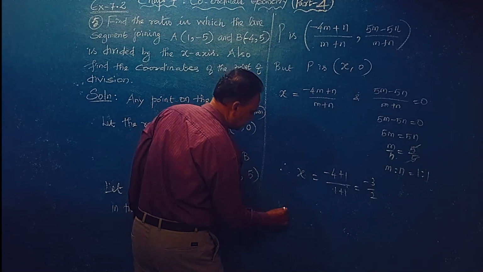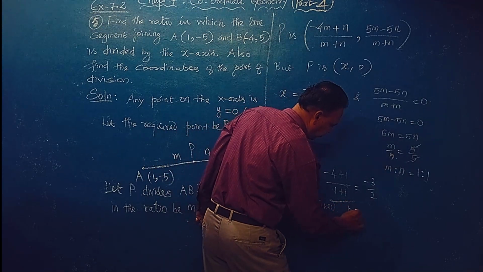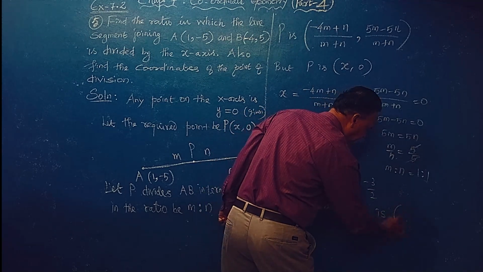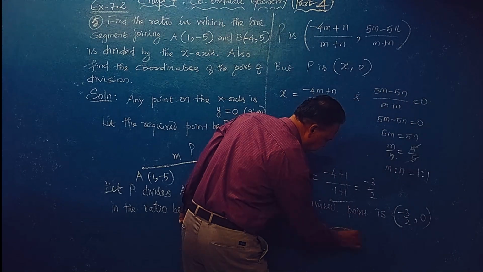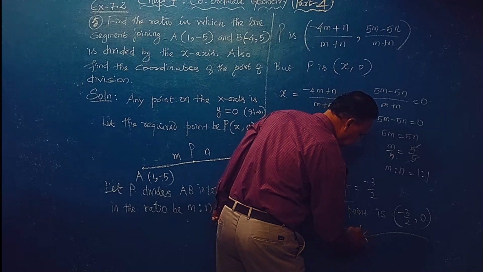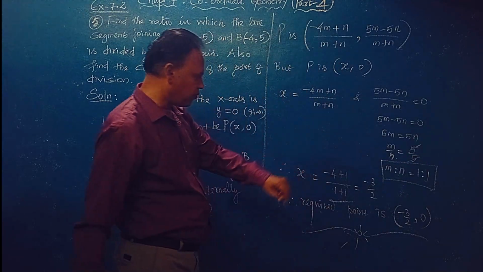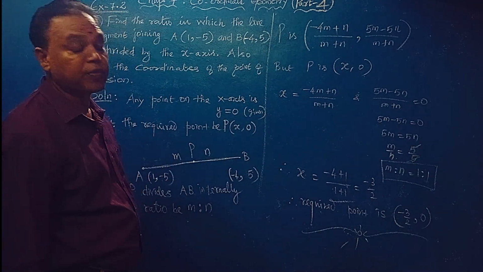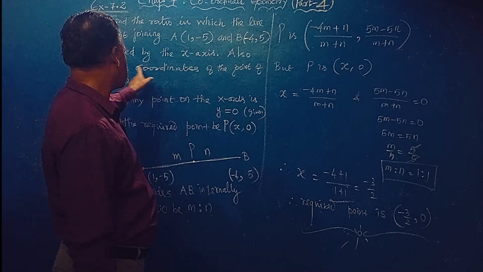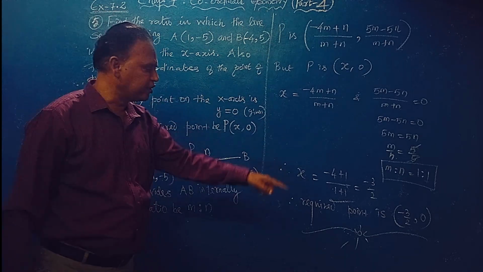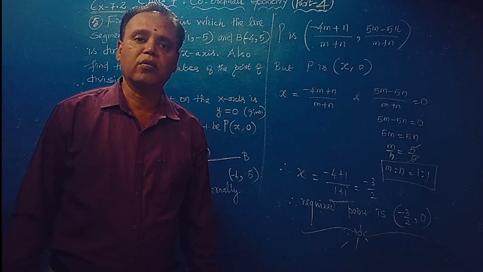The x point is -3 by 2. Therefore, the required point is: x coordinate first you write -3 by 2, y coordinate is 0. So the required ratio is 1 is to 1, and the required point is (-3/2, 0). Right? That we asked in the problem: find the ratio and also find the coordinates of the point of division. So, like this, easily we can find out the ratio.